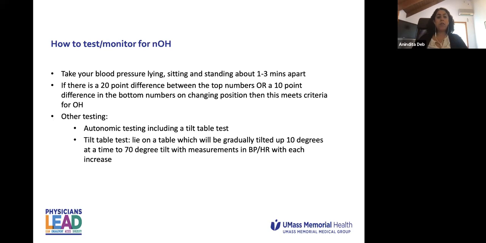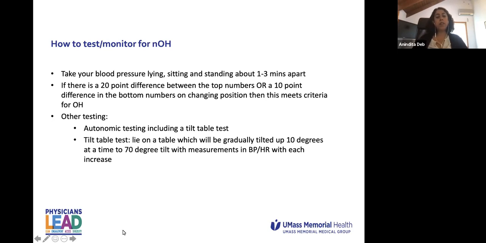And so this often involves a tilt table test, although a tilt table test is not the only part of autonomic testing. A tilt table test is where you may lie on a table that's gradually tilted up about 10 degrees at a time, up to a 70-degree tilt. Usually the blood pressure and heart rate are measured with each increase. There's a baseline, and then they measure it as you get tilted up, and also ask about symptoms while the table is being tilted, so they can note if you're feeling lightheaded or dizzy during the tilt.